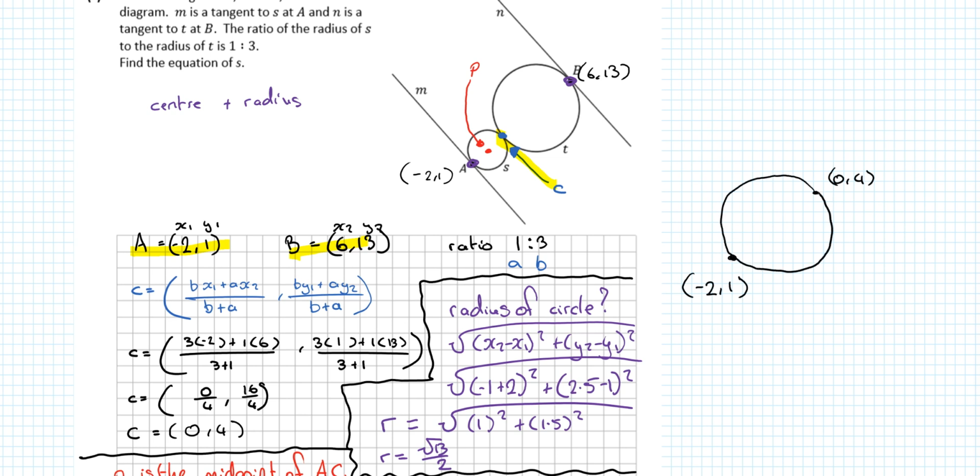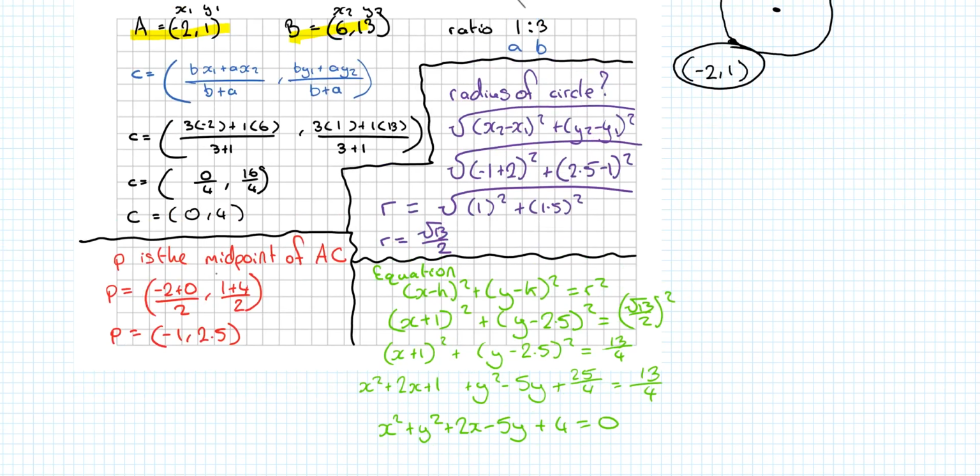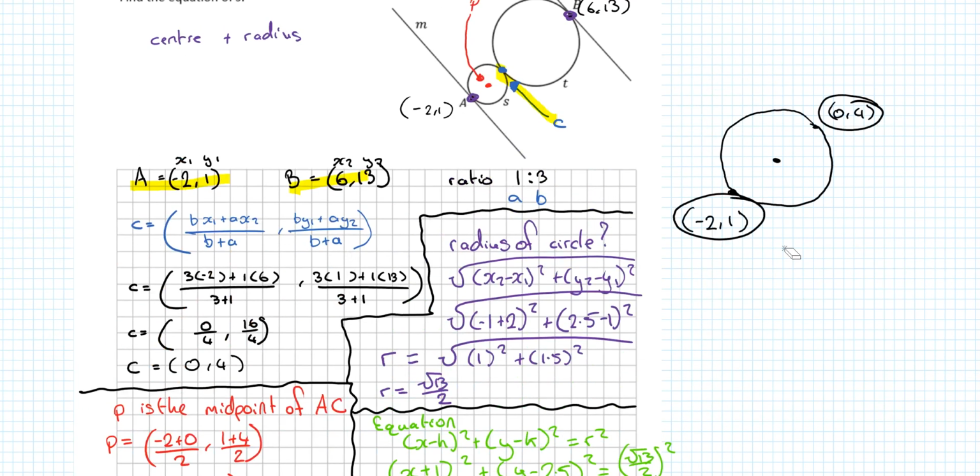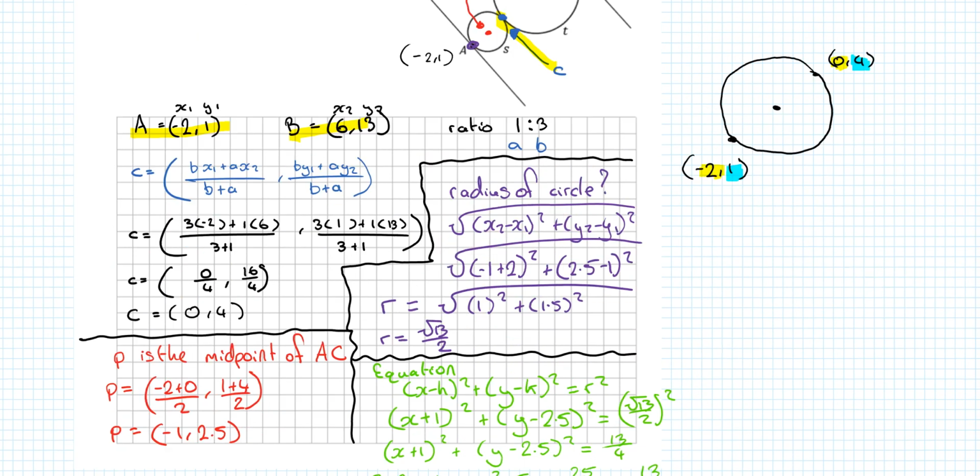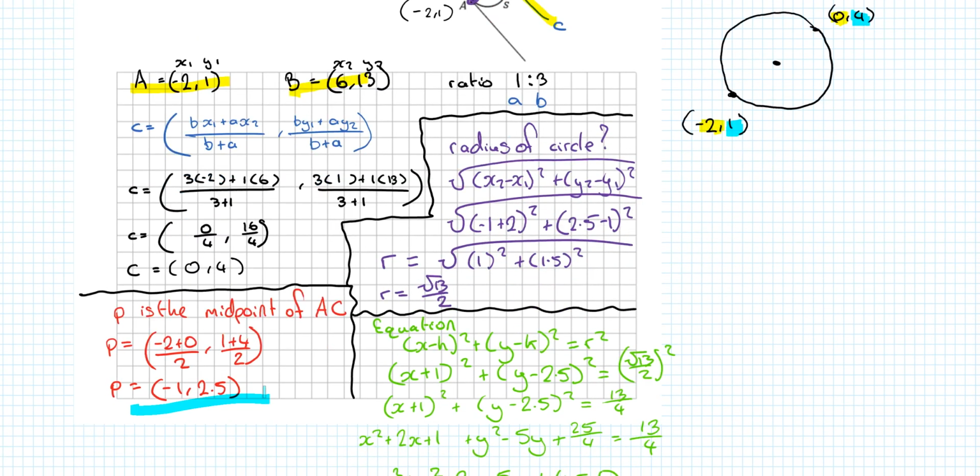So what else do I need? I need the center. Well, how do I get the center? The center is going to be the midpoint between 0, 4 and -2, 1. So in red here, P is the midpoint of AC. And I'm just using the midpoint formula there. So I'm getting the average between -2 and 0. What's the average of -2 and 0? Would be -1. And what's the average of 1 and 4? Be 2.5. So it's -1, 2.5 is the center. That's really important. That's going to be my h, k later on in a second.